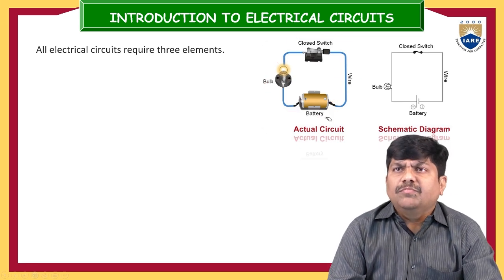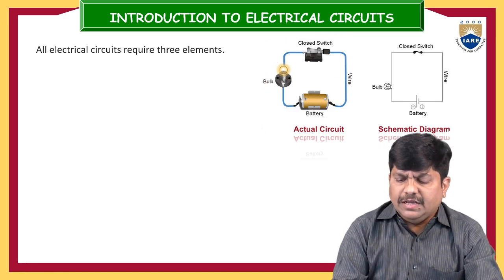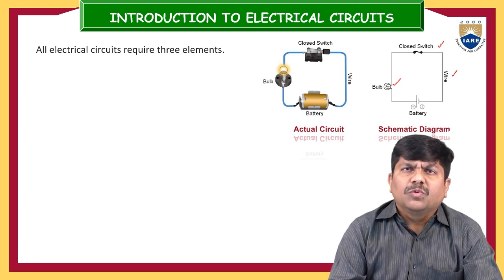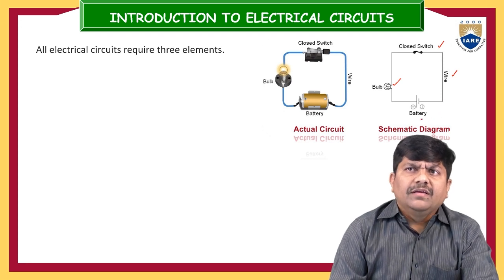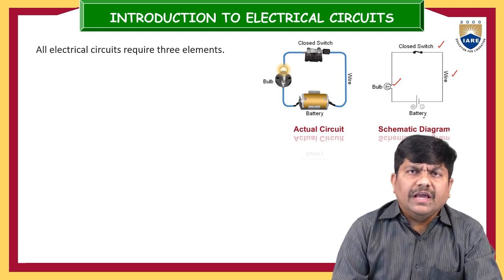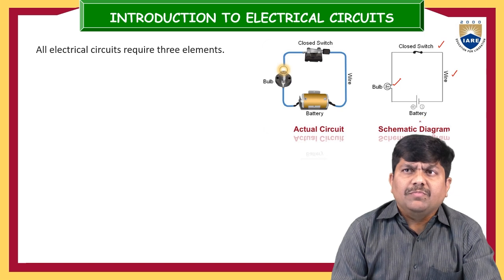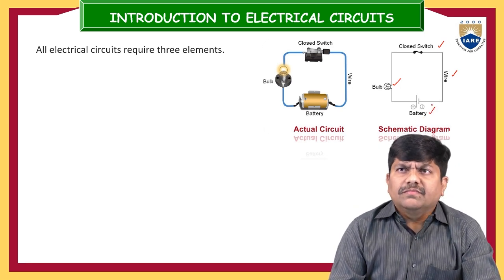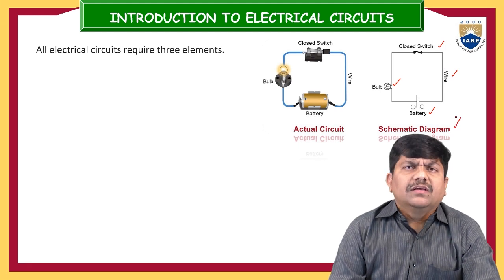In the schematic diagram, the bulb is represented like this, and the next one is a blue wire, which is shown like a wire. This is also a wire or conductor, a conducting material, and this is a closed switch. And then the battery: as we discussed, the battery will have two terminals, the positive terminal and the negative terminal. Generally in electrical circuits, the schematic diagram is normally preferred instead of the actual circuit.